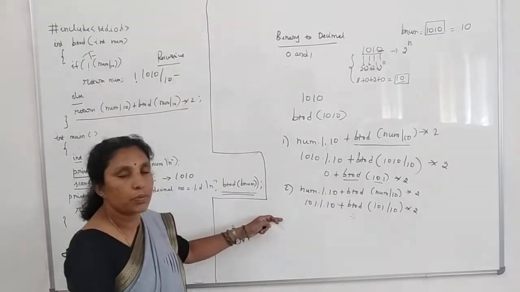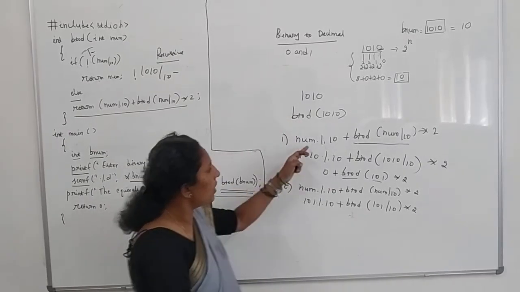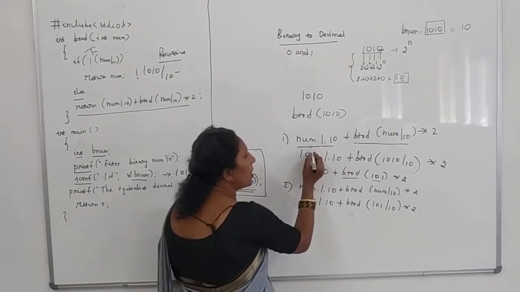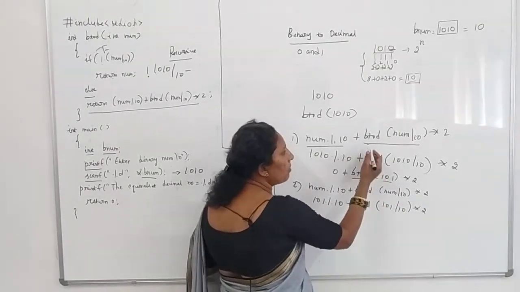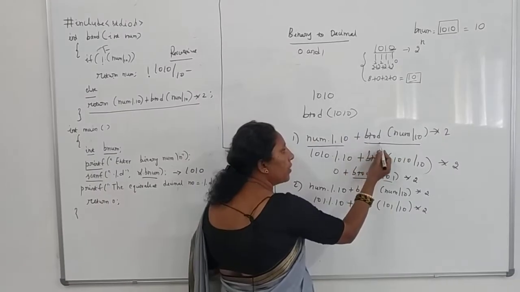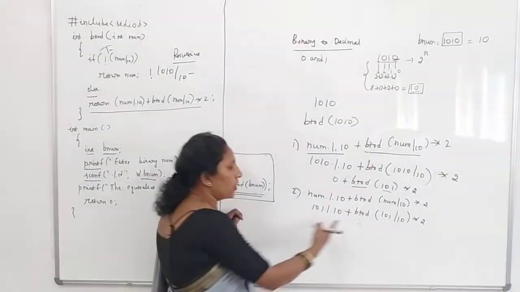So earlier I have explained the simple logic of how to convert binary to decimal. The remainder I am performing by using num modulus of 10, and the remaining part I am performing recursively by calling the function binary to decimal. Okay, same logic only, but here I am using the recursive function.